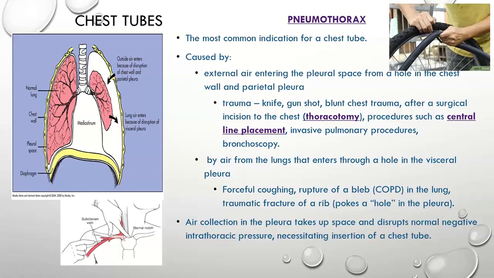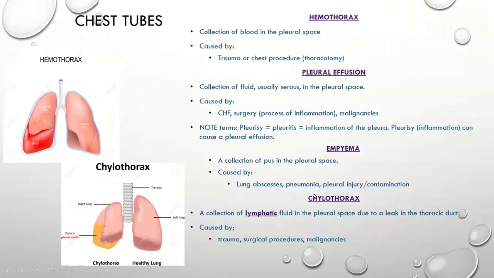And then if you think back to Tony Romo several years back when he was a quarterback for the Dallas Cowboys, he had a blow to his chest and then a rib that actually fractured and then punctured the lung and damaged the lung, and he had a small pneumothorax also. Again, what's the problem with the pneumothorax? Well, just like it sounds, air collects in the pleural space, it takes up space, and it disrupts the normal negative intrathoracic pressure, and this will require a chest tube.